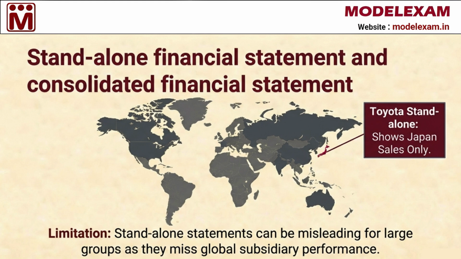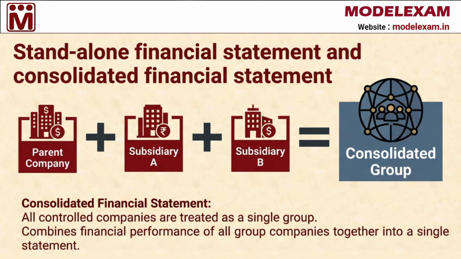If you only look at the standalone statement of the parent, you might get a misleading picture. For instance, the Toyota standalone statement only shows sales in Japan. It completely misses the performance of its global subsidiaries. This is a major limitation because for large groups, a huge chunk of value comes from these subsidiaries and standalone statements fail to capture that global reality. This is where the consolidated financial statement comes in.